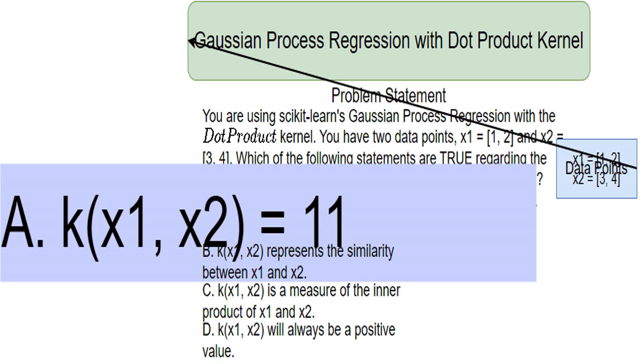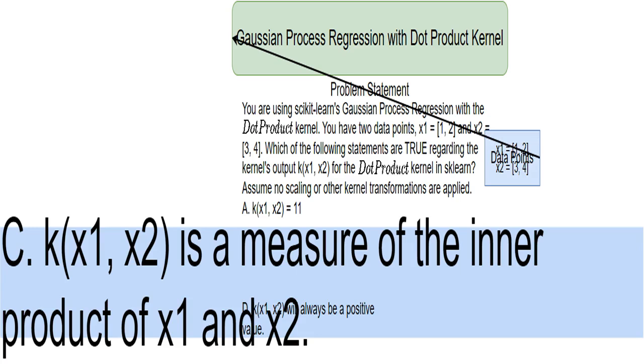This is also true. The dot product kernel, by definition, computes the inner product (dot product) of the input vectors. The inner product is a mathematical operation that measures the similarity between two vectors. For the vectors x1 and x2, this is 1×3 + 2×4.